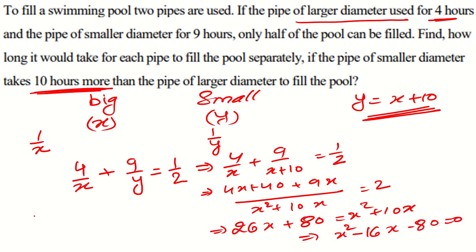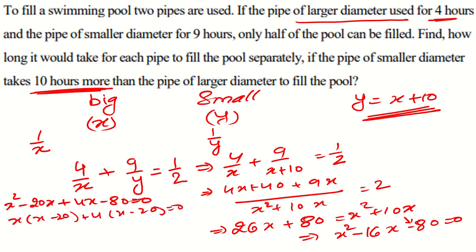So what factorization will you do here? 20 multiply 4 will be 80, and 20 minus 4. Why am I taking minus here? Because 80 is negative. So x square minus 20x plus 4x minus 80 equals 0. So x common: x into x minus 20, plus 4 common: 4 into x minus 20, equals 0.